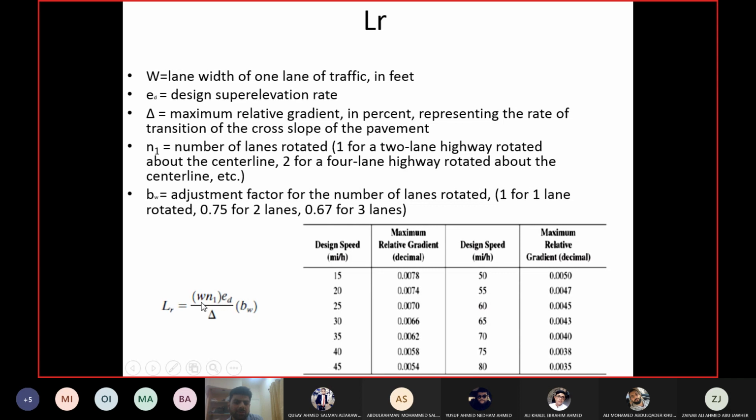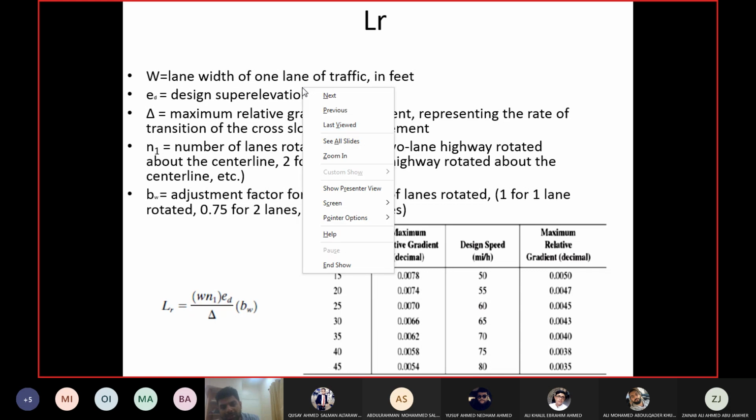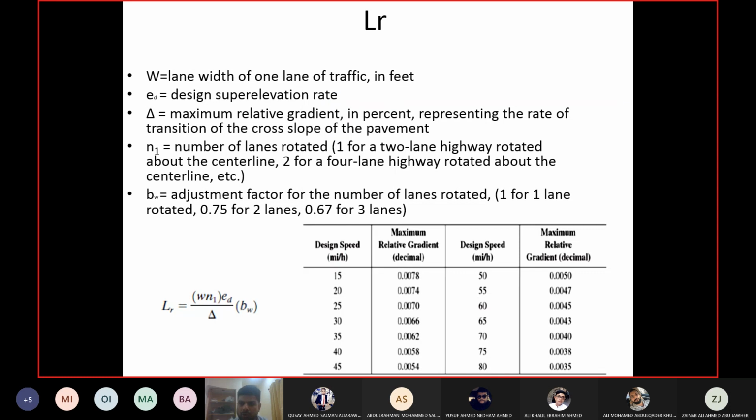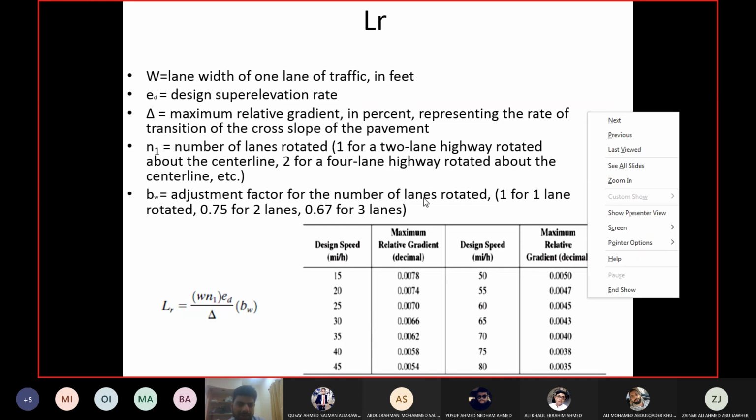This is the equation. In the equation you see we have W. W is the width of one lane, not the width of the road, width of one lane. Normally the width of all the lanes on the road is the same. It will not happen that one lane has 10 feet, the other one has 12 feet and so on. If one lane is 10 feet, the other lanes are also 10 feet. If one lane is 12 feet, then the others are also 12 feet. So W will be the same for all the lanes. Whatever the width of one lane is, you will take it as W.